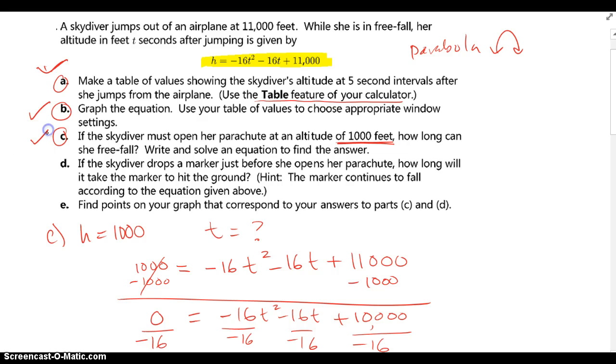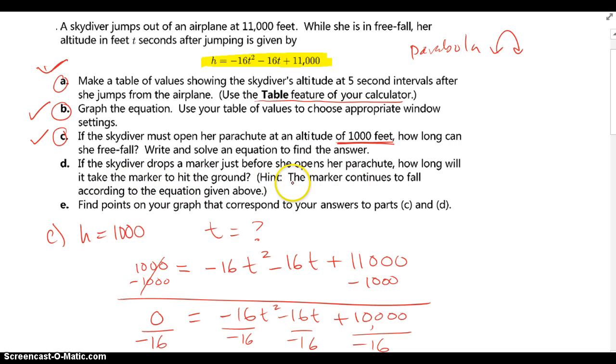So part C, we're good to go. We used the equation, we solved it by setting it equal to 1,000. Now part D was a little bit confusing. That one was the one that was causing trouble. It says if the skydiver drops a marker just before she opens her parachute, how long will it take the marker to hit the ground?